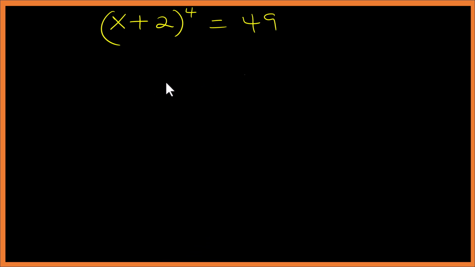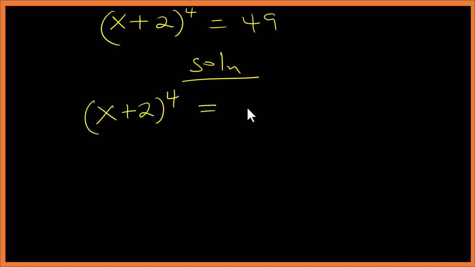All right, let's provide a solution to this problem. So we are given (x plus 2) all raised to 4 equals 49. So the solution: we have (x plus 2) raised to 4 equals 49.